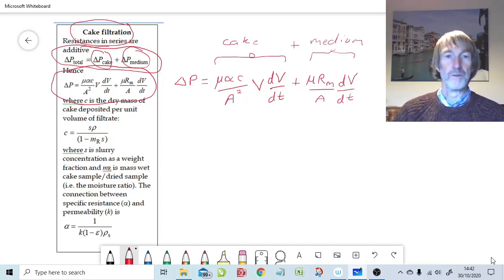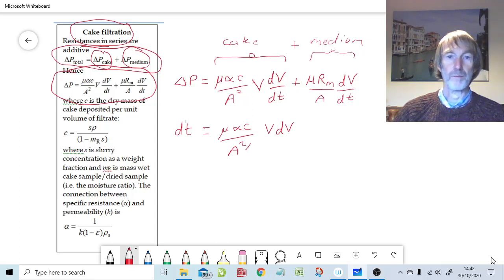Right, well, we're at constant pressure. We need to do a bit of rearrangement. Constant pressure means that this is not going to change. So we better rearrange this for time, because time is certainly going to change. So we have mu alpha c, that's a little c, over A squared. That's all going to be constant. Then we have a V term and a dV. So we're separating our variables.